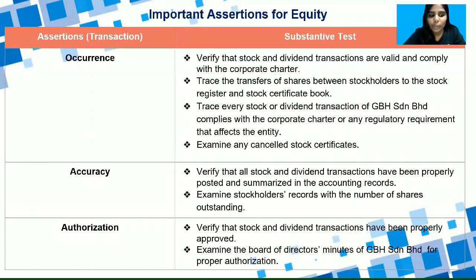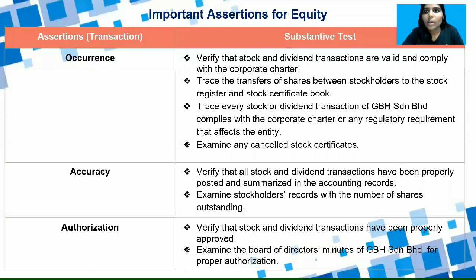So the next one is accuracy. So the accuracy assertion addresses whether amounts and other data related to the recorded transactions and events have been recorded appropriately or not. So the substantive test to meet the accuracy assertion is to verify all stock and dividend transactions have been properly posted and summarized in the accounting records, and to examine the stockholders record with the number of shares and shares outstanding.